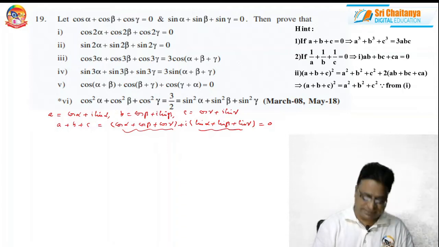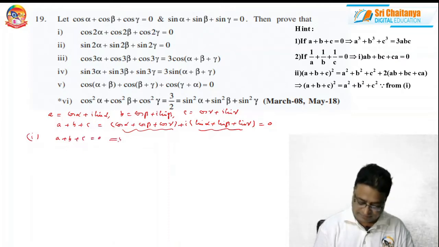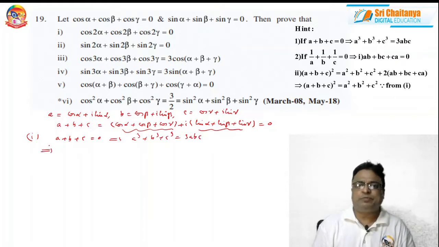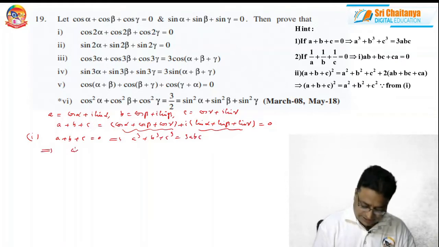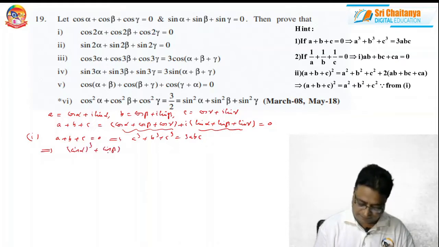So as per my hint, if a plus b plus c equal to 0, then what will happen? a cube plus b cube plus c cube equal to 3abc. That is, what is a cube? a cube means cis alpha whole cube plus cis beta whole cube plus cis gamma whole cube equal to 3 into cis alpha into cis beta into cis gamma.